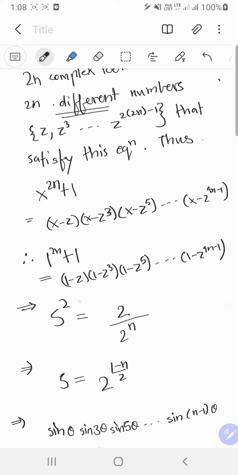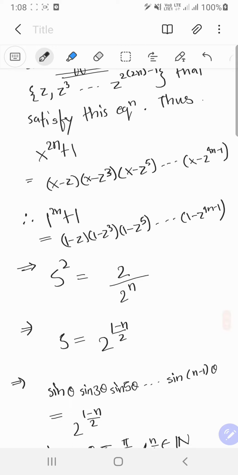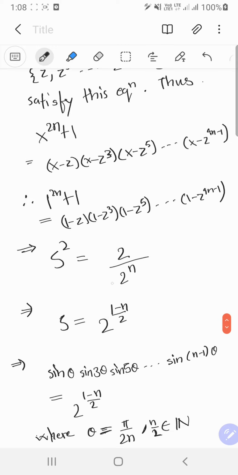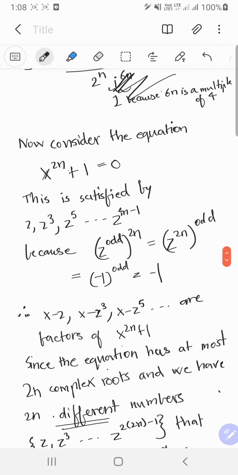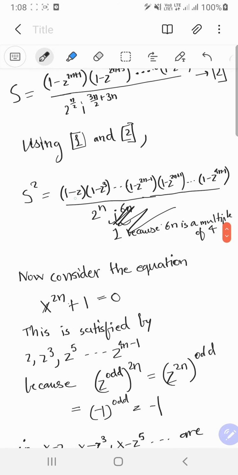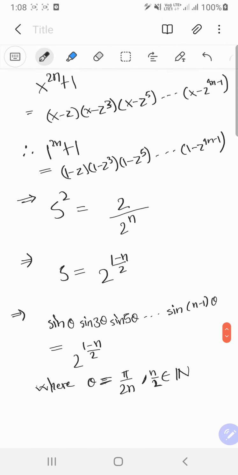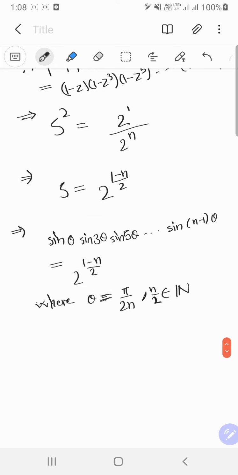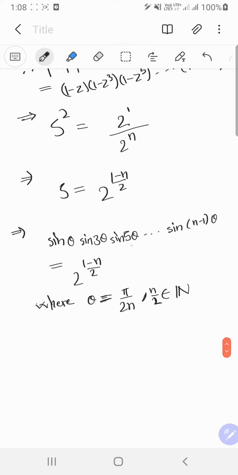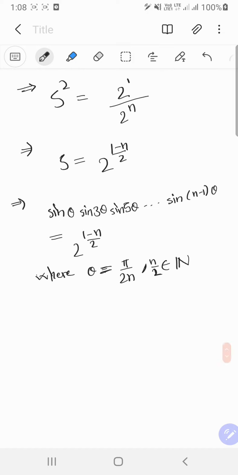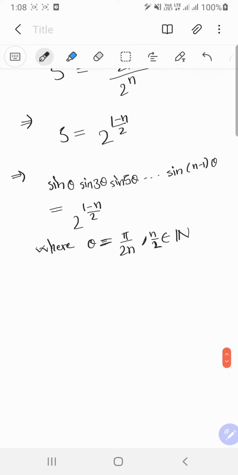That means 2 equals this product, whatever this is. So our s squared thing, that's going to be 2 upon 2 power n. So this 2 power n is from earlier, this one, and then this complete thing, that's going to be 2. Okay, so s is 2 power 1 minus n upon 2, easy as that. So that means sin theta, sin 3 theta, sin 5 theta, all the way to sin n minus 1 theta, this is going to be 2 power 1 minus n upon 2, where theta is pi upon 2n, and n by 2 is a natural number, which means n is an even number, basically. All right, so that's it.